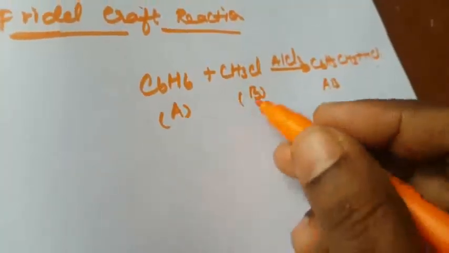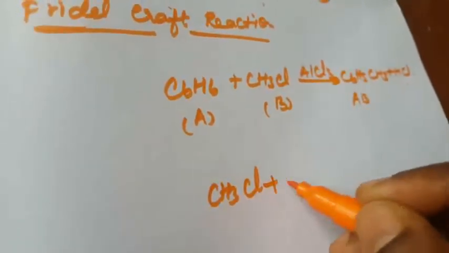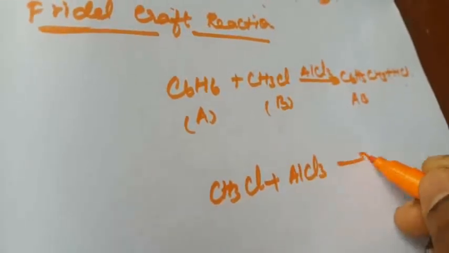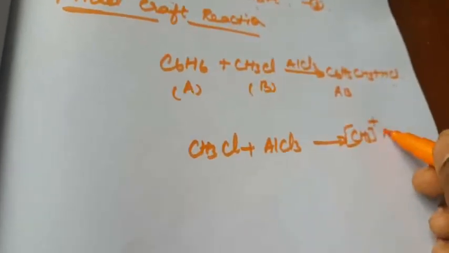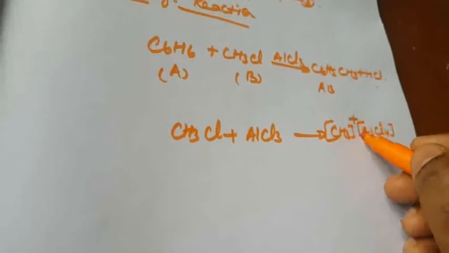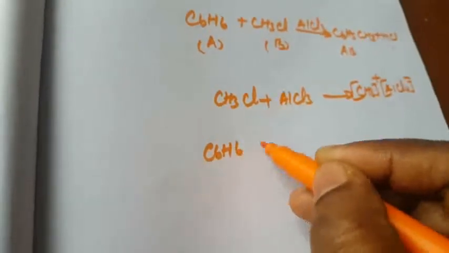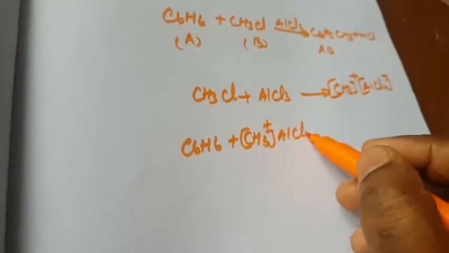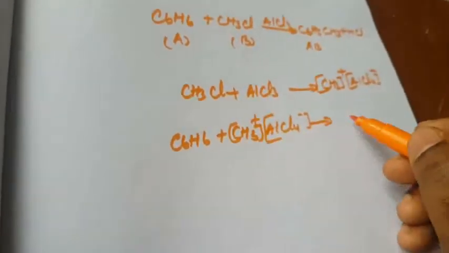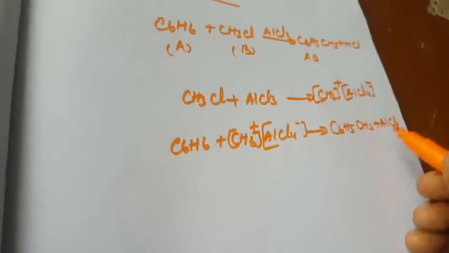First, methyl chloride CH3Cl reacts with the catalyst aluminum chloride to form the methyl ion and the aluminum chloride ion, an intermediate. Then C6H6 combines with this intermediate, CH3+ AlCl4-, to form C6H5CH3, and the aluminum chloride is regenerated in the final product.